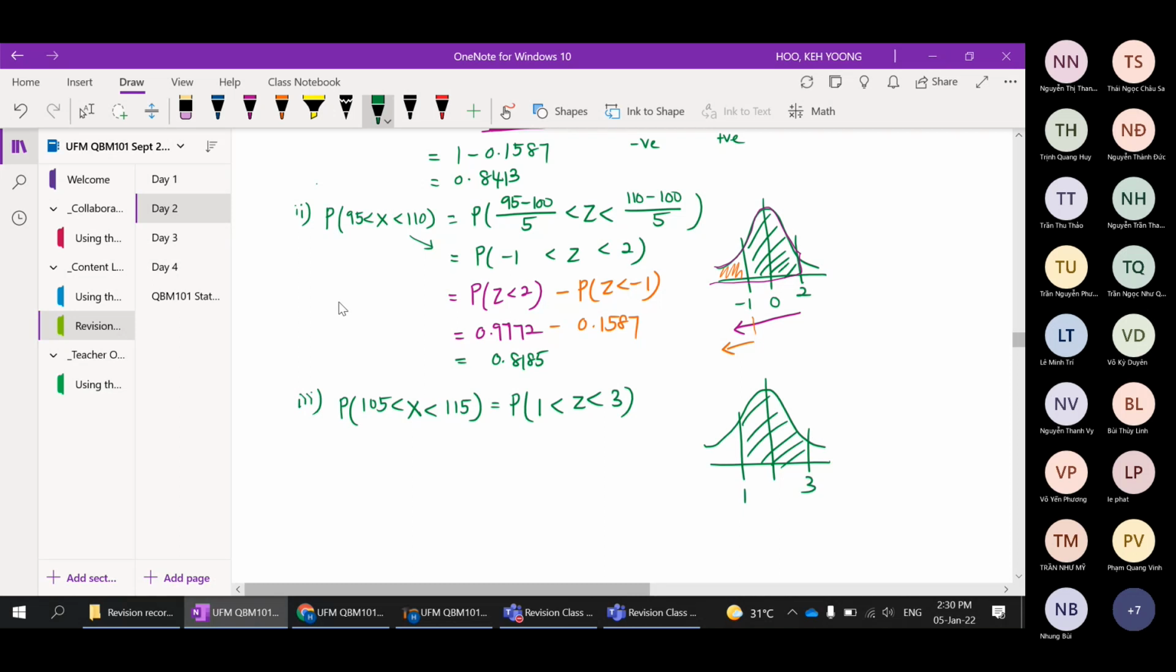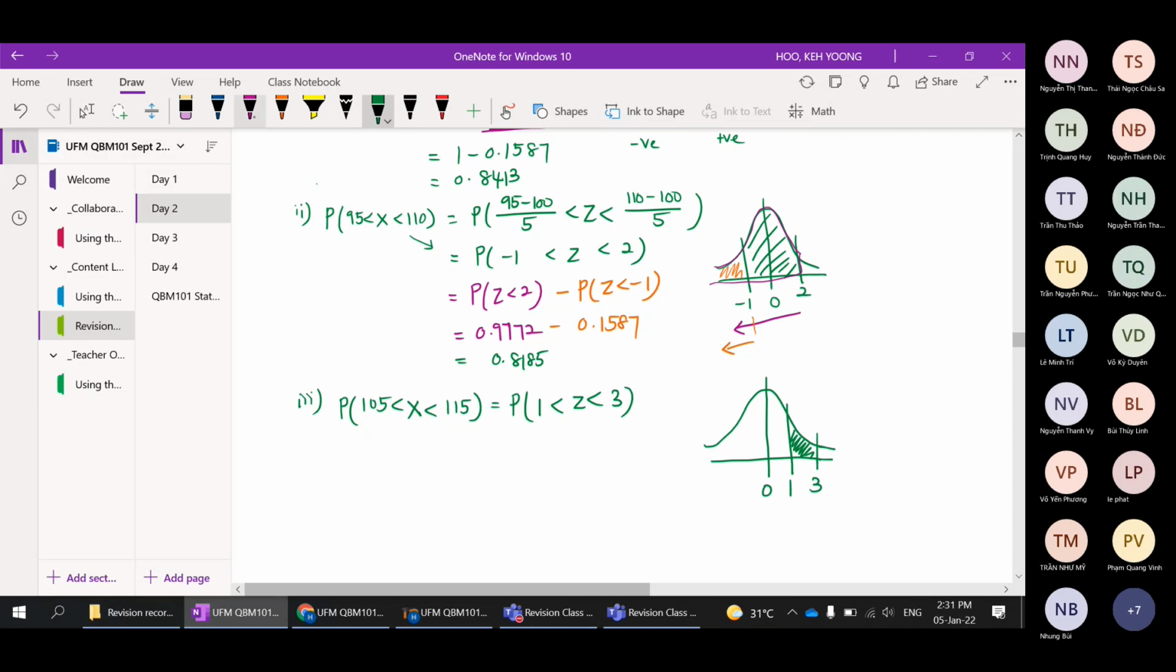So this is the area. Oh, sorry, wrong. But why? Because both are positive values. Remember the middle is always 0 already, so 1 and 3 should be on the right side. So this is the area that you want to find.